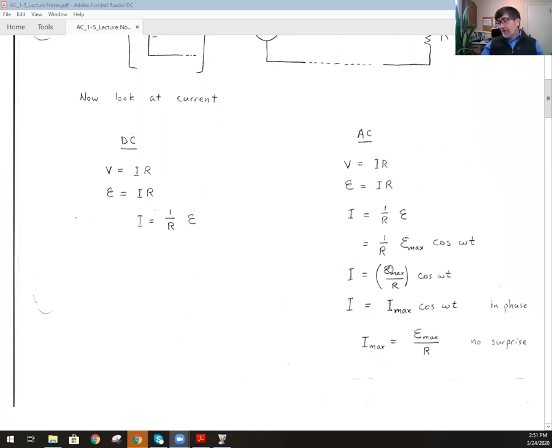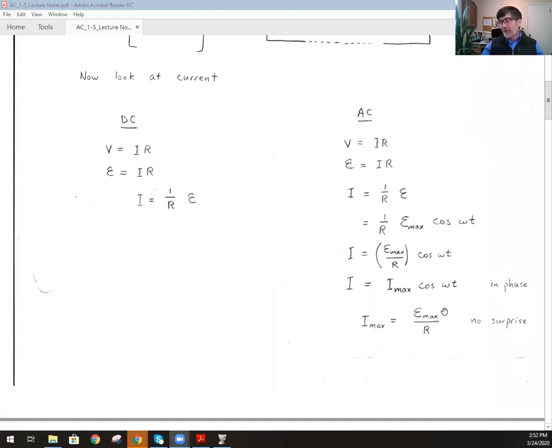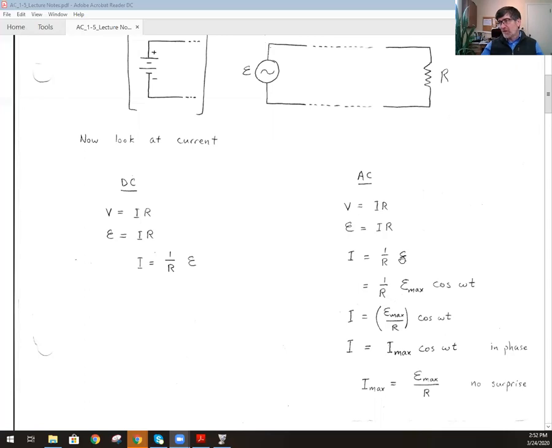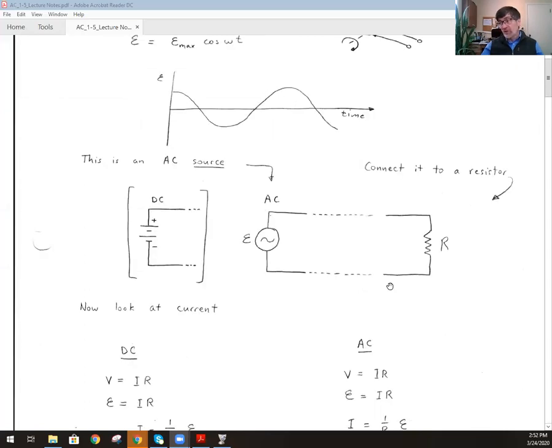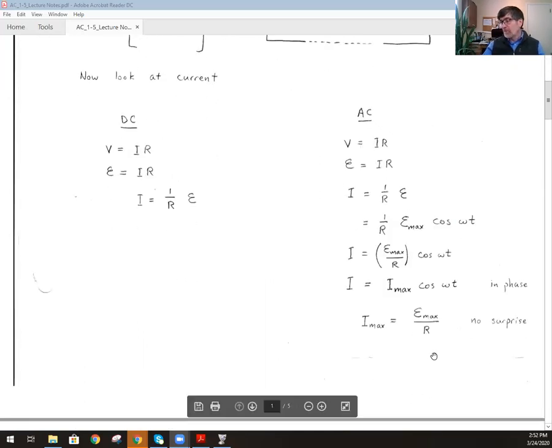So you can rearrange this ever so slightly to say the current now is this EMF max divided by R times cosine omega t. That again looks like a cosine function with an amplitude out in front of it, and we could call that the maximum value of the current times cosine omega t. Everything, by the way, here is in phase. That is, when the EMF reaches its maximum value right here, the current will also reach its maximum value. That's what you would expect, and that's what happens.